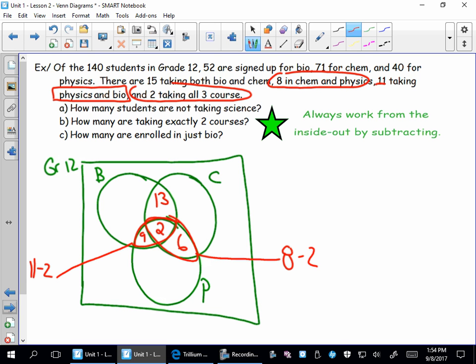Okay, work our way backwards again. Still working from the inside out. We have 40 students taking physics. 40 physics. So physics is supposed to be this entire big circle right here. And it's supposed to be 40 in there all together. But there's already some people in that circle. There's the 9 people doing bio and physics. There's the 2 people doing all 3. There's the 6 doing chemistry and physics. So if I subtract those, I'm left with 23 people who just take physics.